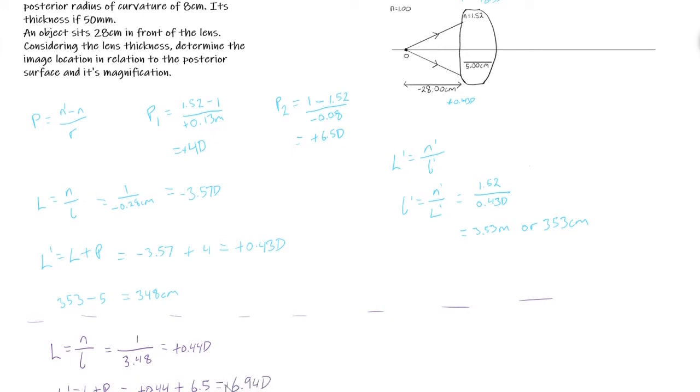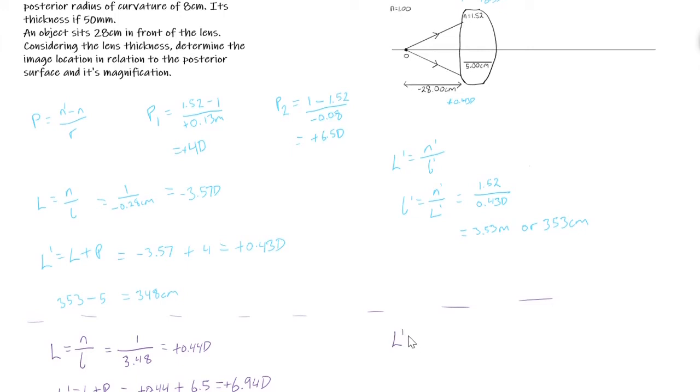And plus, because all of this, as you can see, is a convergent system, we have to keep our signs plus and plus here as well. And the final part for this, guys, we need to find the image location. So this divergence now we can use to find the image location.